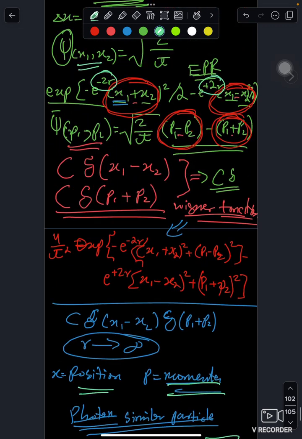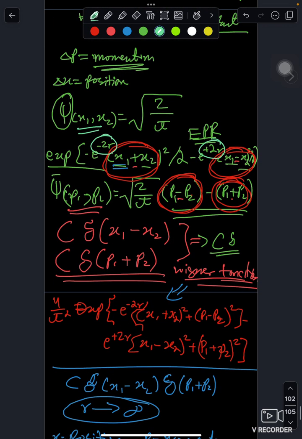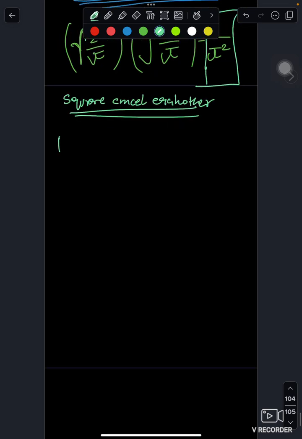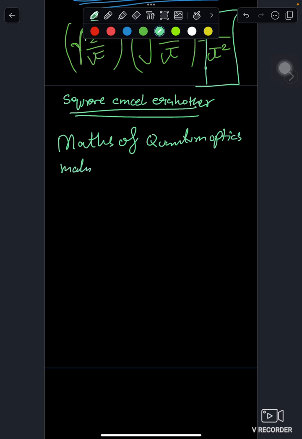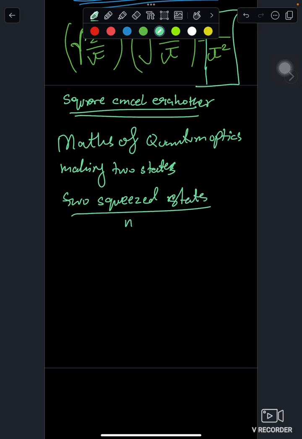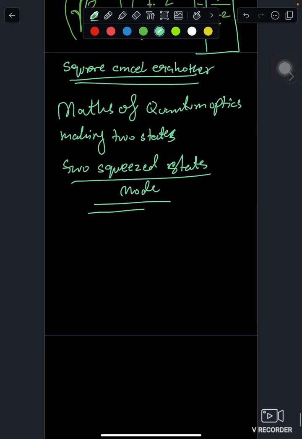And then psi of x1 and x2. Okay, let me write this: mathematics of quantum optics, making two squeezed states in full. Thank you.